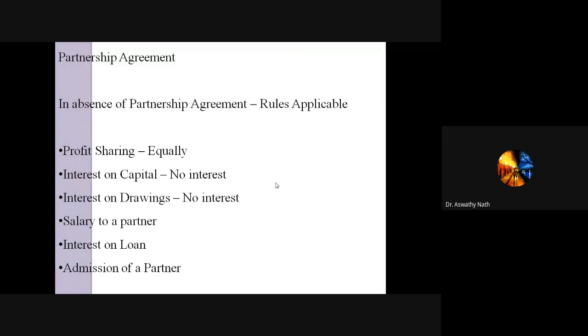So salary to a partner. If it is not mentioned in the partnership agreement, no partner is entitled to receive a salary or commission, whatever it may be. And regarding interest on loan, 6% per annum interest will be allowed on a partner's loan to the firm. So that is in the case of interest on loan, 6% per annum. And in the case of salary, interest on drawings and interest on capital, nothing will be provided.